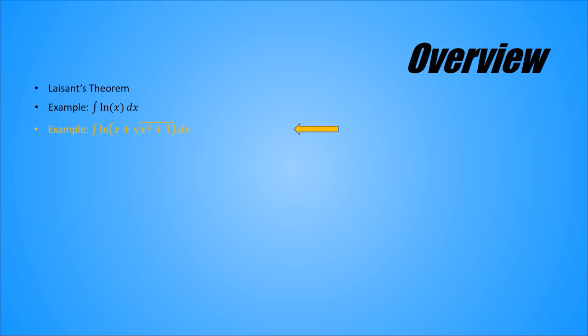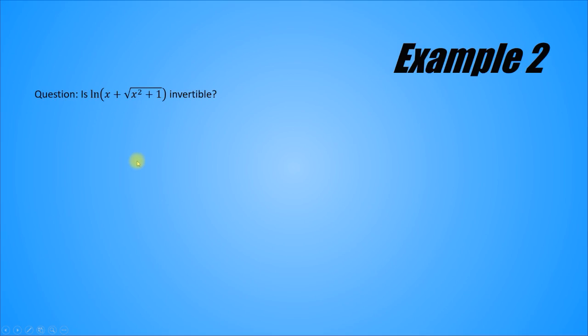In the final segment of this video, I'll use Laisant's theorem to work out this beast of an integral. Before we get started, I'll note that since square root x squared plus 1 is always greater than x, the expression inside the logarithm is positive for all x. So this integrand is defined for all x. So we'll apply the strategy that I outlined in the first segment.